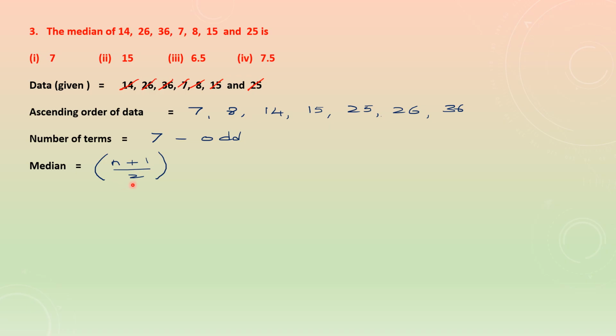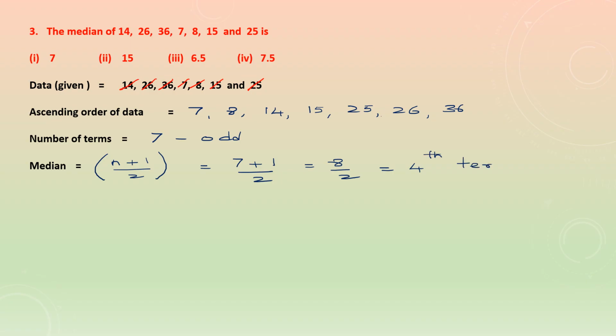Now the median, when you apply this formula, when the number of terms is odd, will give us the answer. And what is n? N is the number of terms. Okay, so let's apply this formula. So (n plus 1) divided by 2 means 7 plus 1 divided by 2. 7 plus 1 is 8. 8 divided by 2 is 4. That means we are talking about the fourth term.